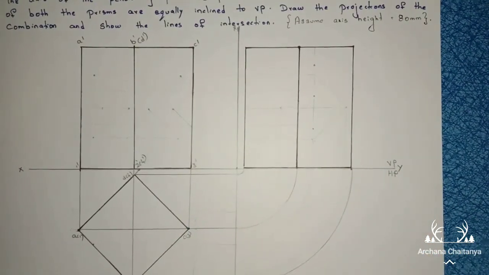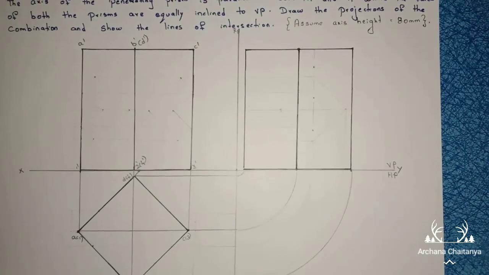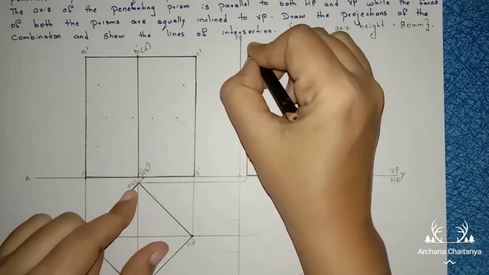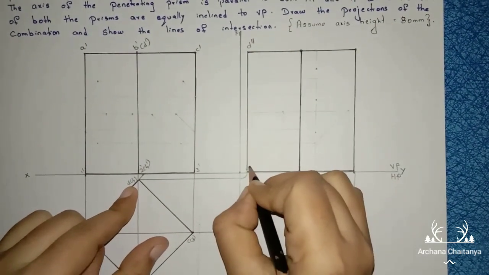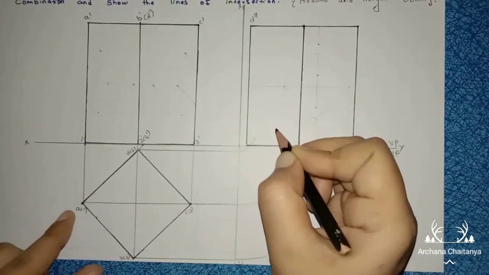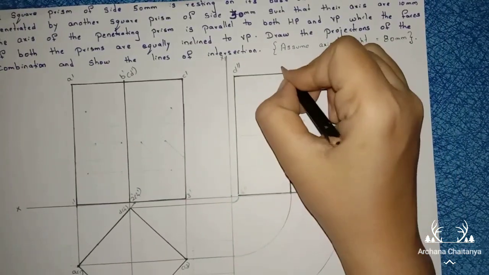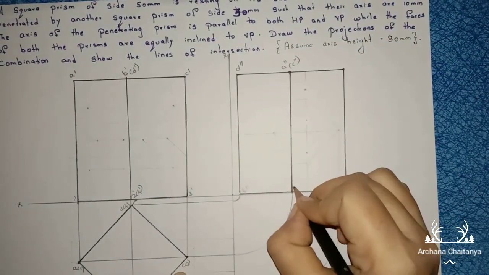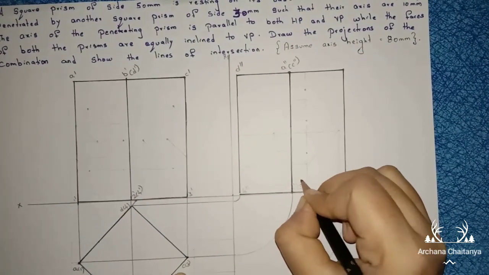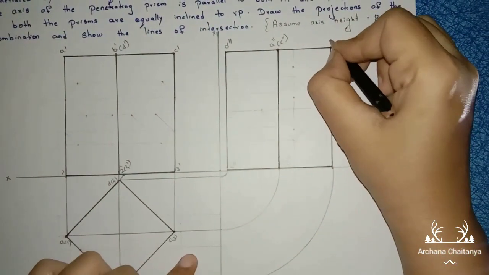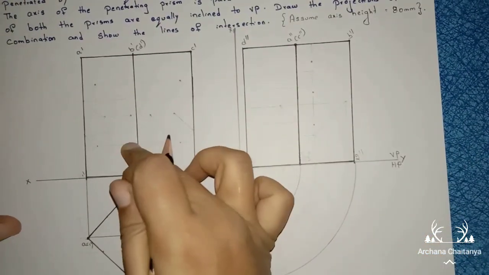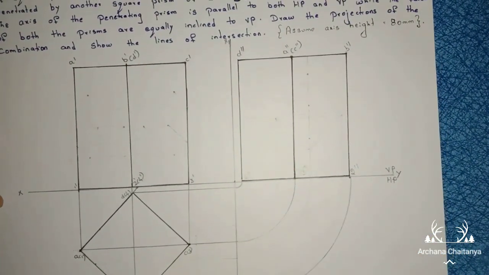Right, so I constructed the side view here. Now I should write the point names. This is D, D double dash, and here 4, 4 double dash, A1, C3, A double dash, C double dash, 1 double dash, 3 double dash, B, B double dash, and here 2, 2 double dash. So front view, top view, side view.